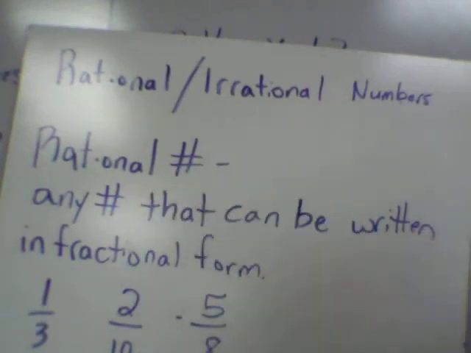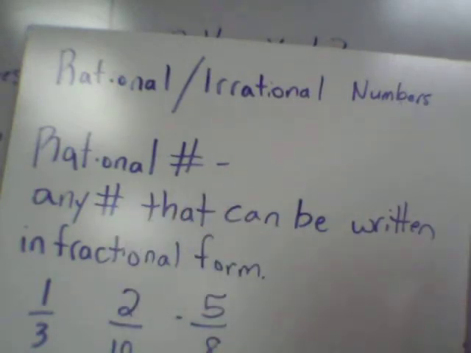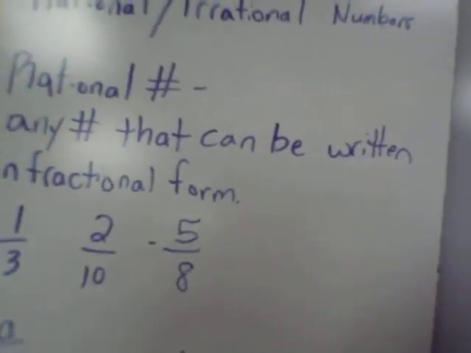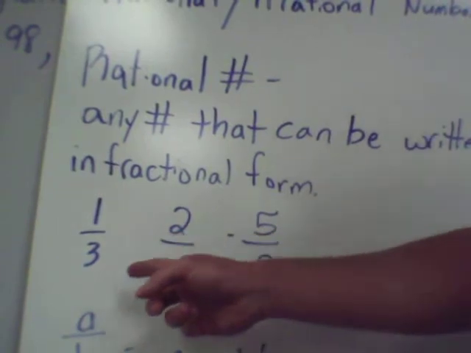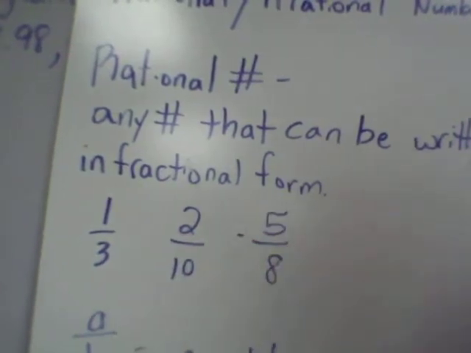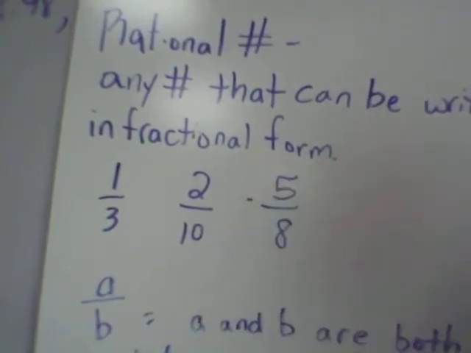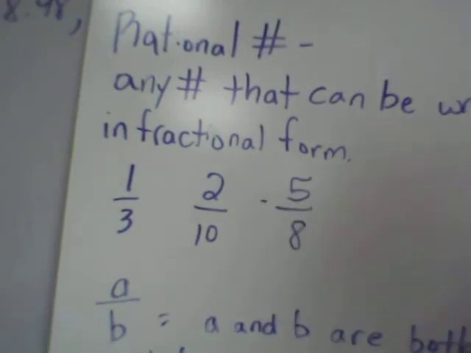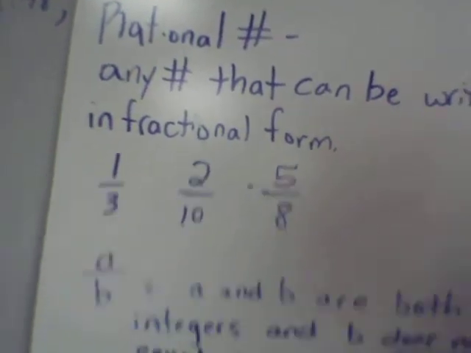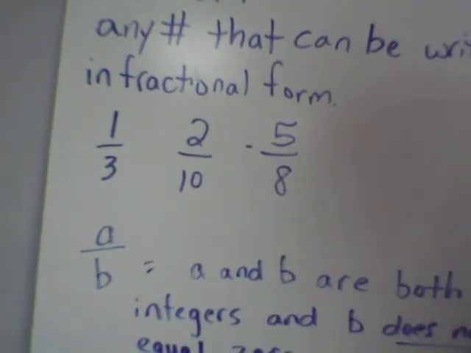A rational number, the first definition, is any number that can be written in fractional form. So if a number can be written as a fraction, then it has to be rational. Some examples are 1/3, 2/10, which we know can be simplified, but for the sake of just talking about it, it is a rational number, and -5/8. So don't let this negative symbol fool you. We do have negative fractions, and negative fractions can be rational numbers.